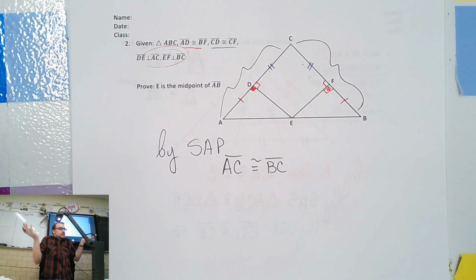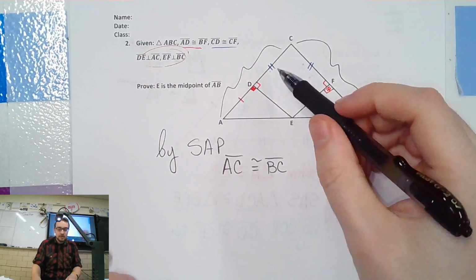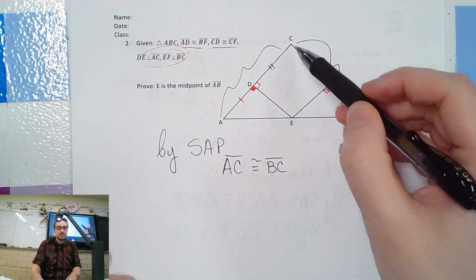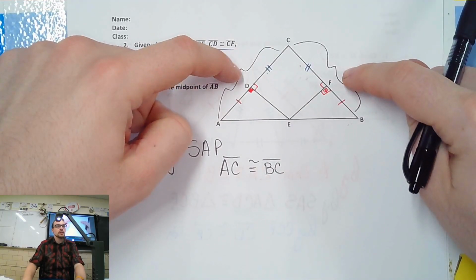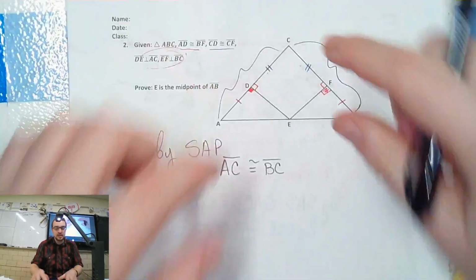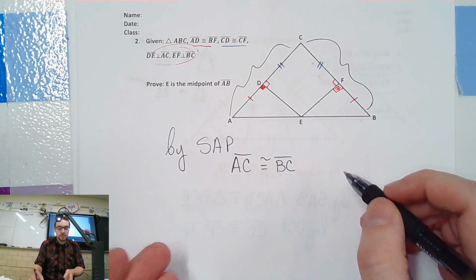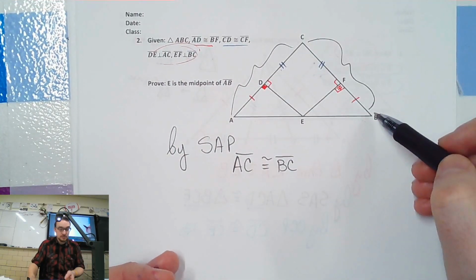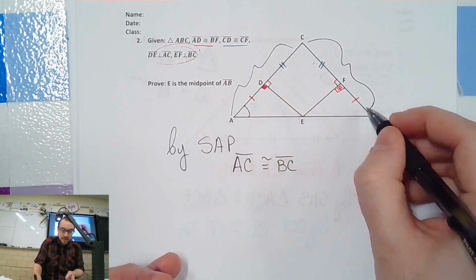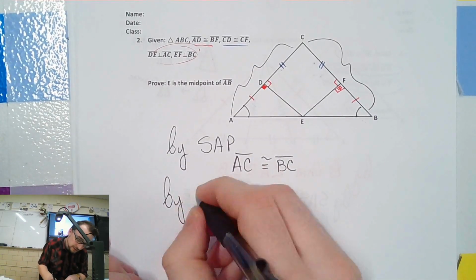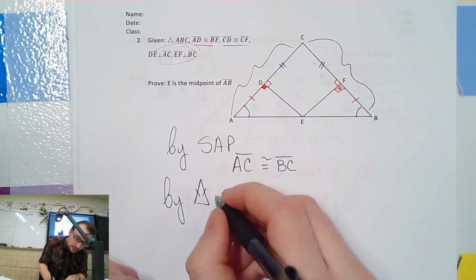Right? Make sense? Okay. Now what does that get me? Well, if these two sides are the same, ABC's isosceles, isn't it? We get two sides matching, right? So two of my sides are matching, so this big triangle is isosceles. Well, if it's isosceles, we can use isosceles triangle theorem, which says if two sides match, then their opposite angles match. Right? Okay, so by isosceles triangle theorem.